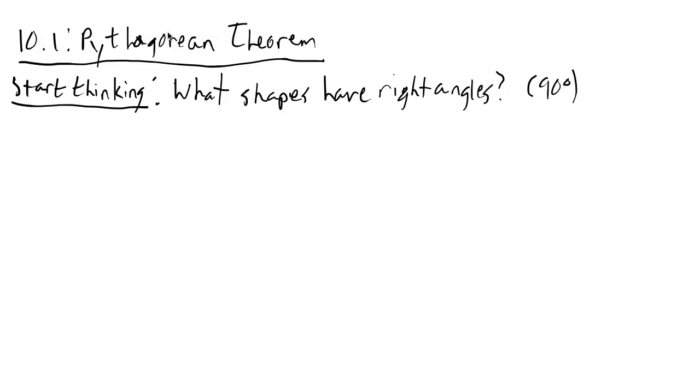We're going to start with that to start thinking, what shapes have right angles? So think about the shapes that have 90-degree angles inside of them. And while you're drawing those down, I'm going to tell you a little bit about Pythagoras, the guy who found the Pythagorean Theorem. He's an ancient Greek philosopher, roughly 4,000, 5,000 years ago.